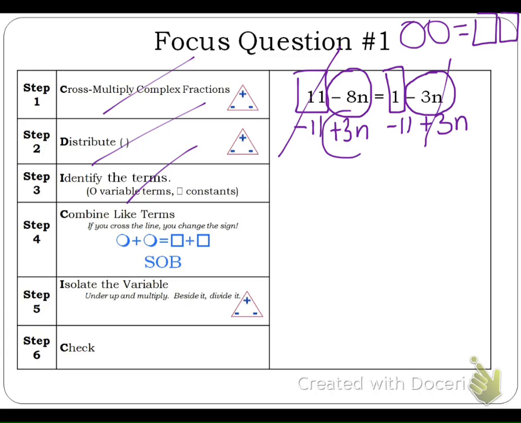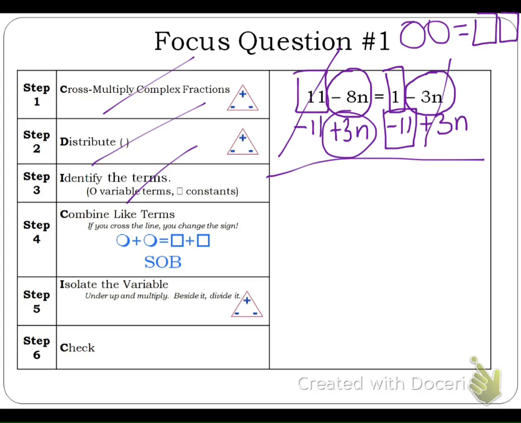Okay, so now I have all my circles on my left and my squares on my right, or my variable terms on the left-hand side of the equation and my constants on the right-hand side of the equation. Once I do that, I can draw my big fat line and I'm ready to combine.